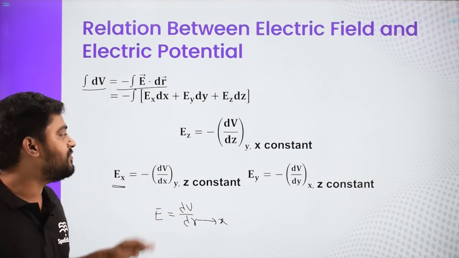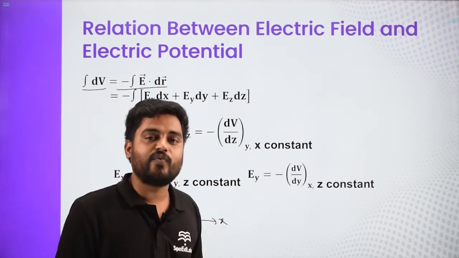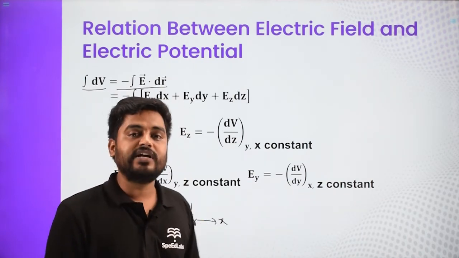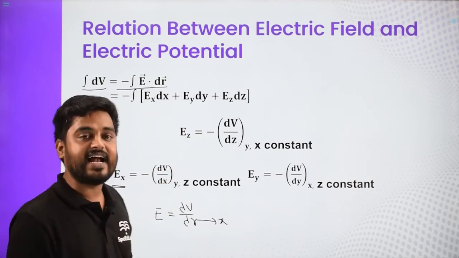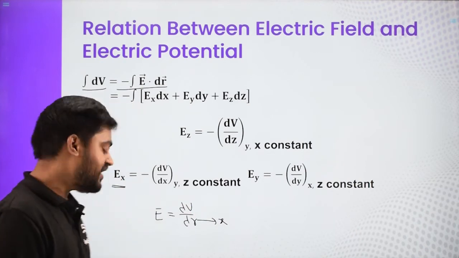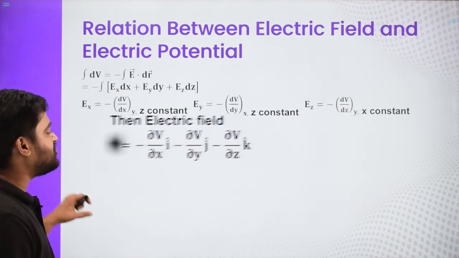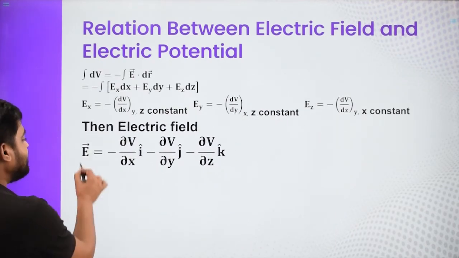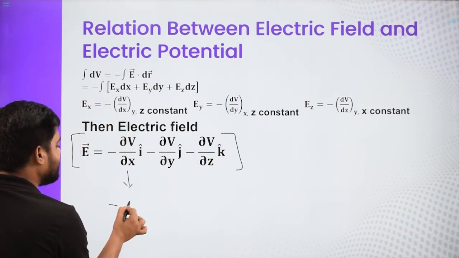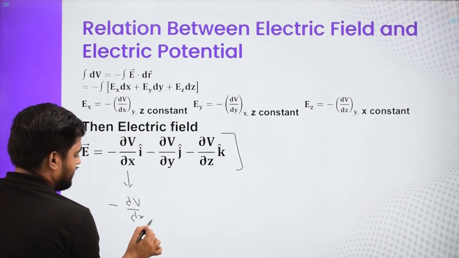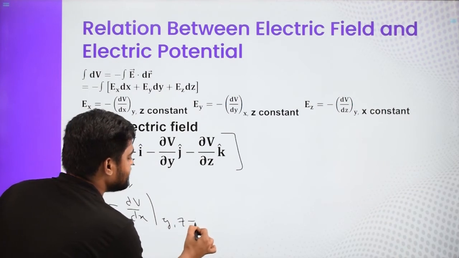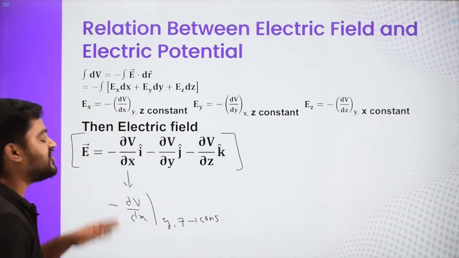the x component. Similarly, if we differentiate with respect to y, assuming x and z to be constant, then we get the y component. To get the z component, we differentiate with respect to z, negative of the potential gradient, and y and x can be assumed to be constant. So this is known as partial differentiation. This is the formula for the electric field. This is nothing but negative of dV by dx, assuming that y and z are constants. So this is called partial differentiation.